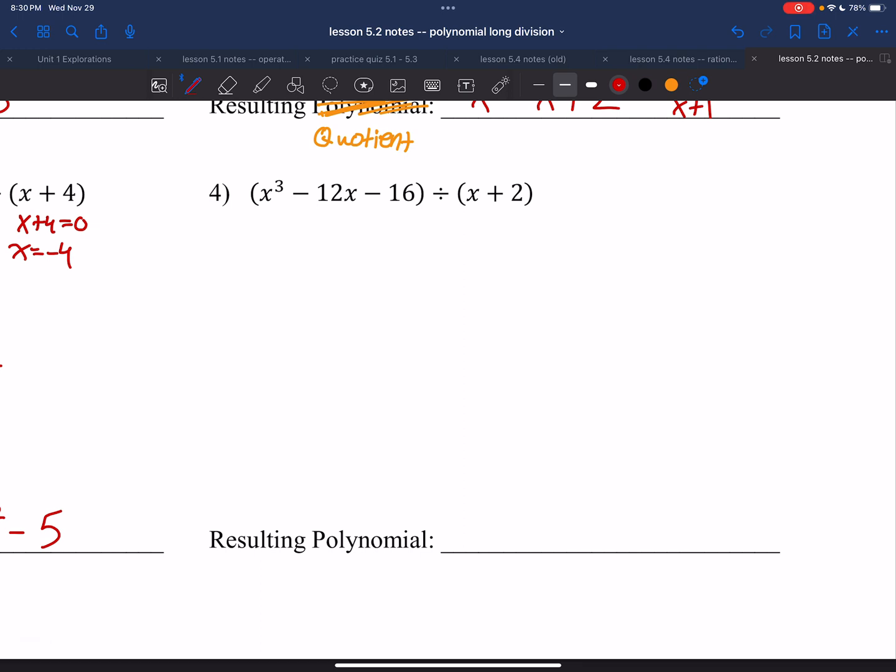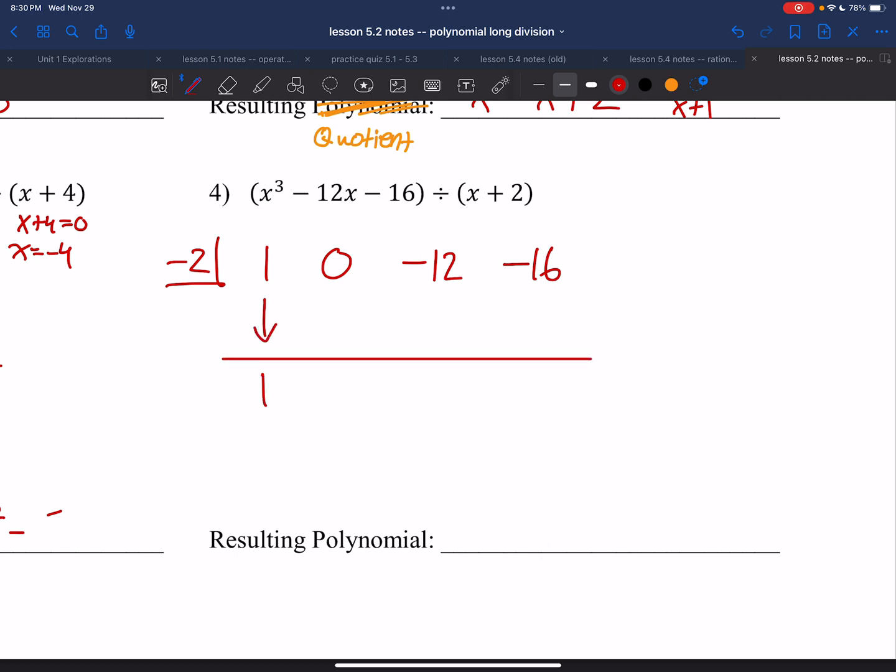x cubed minus 12x minus 16. That's 1x cubed, 0x squared, -12x, -16. The root is -2. So I drop the 1. Look at a straight line. 1 times -2 is -2. 0 plus -2 is -2. -2 times -2 is 4. That's -8. I don't like that 8.